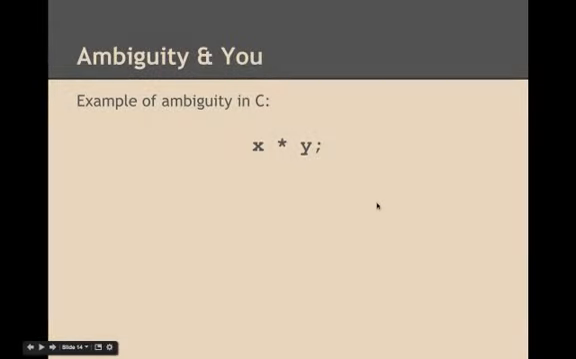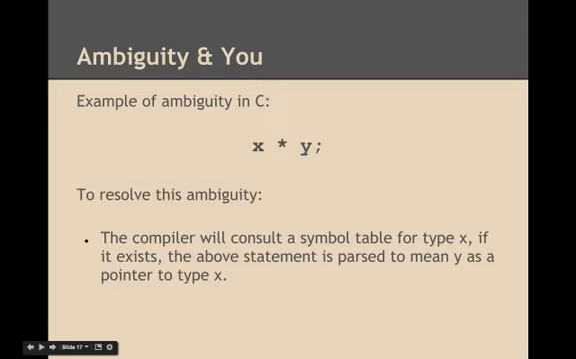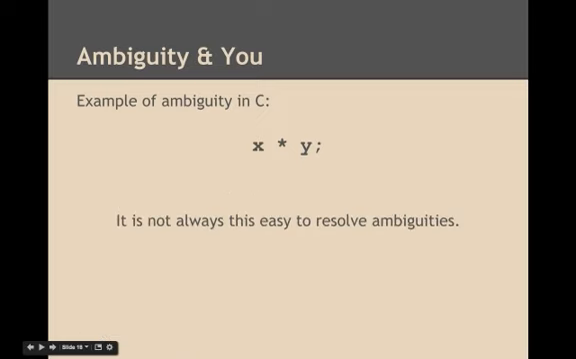An example of ambiguity in C is x asterisk y. This can be interpreted as a declaration of y as a pointer to type x, or the value of x multiplied by the value of y. To resolve this ambiguity, the compiler will consult a symbol table for type x. If type x exists, the above statement is parsed to mean y as a pointer to type x. Otherwise, the compiler defaults to a multiplication statement.